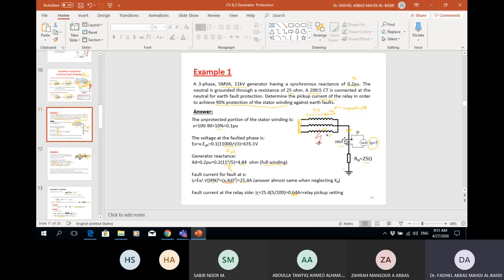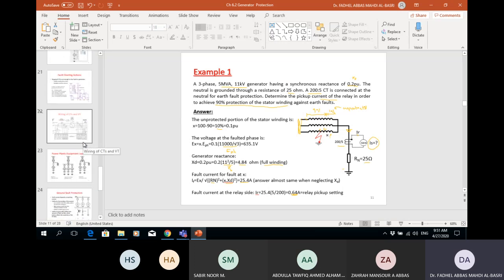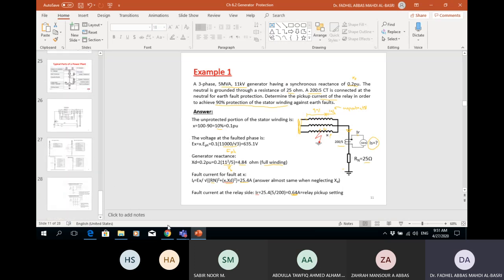And this is one topic that one of you also can present. We call it 100% winding protection. There are other methods using harmonics as a criterion to detect faults within the last 5% of the winding. Okay, and I will close this chapter at this point.